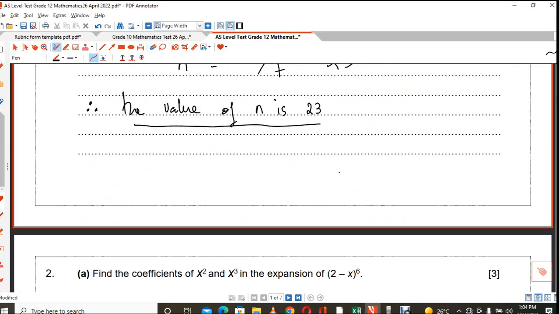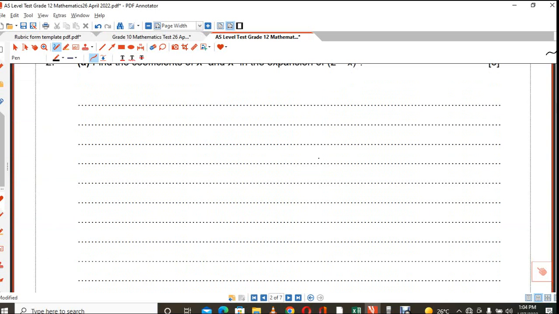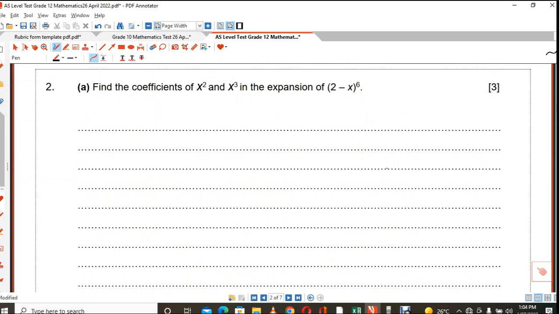Find the coefficient of x squared and the coefficient of x cubed in the expansion of 2 minus x raised to the power of 6. I think the majority of you have got this one right, except where you would not answer. Is it necessary to find the r plus 1 term? Working with the coefficient of 2, we can already determine the value of b is minus x to the power of 6.